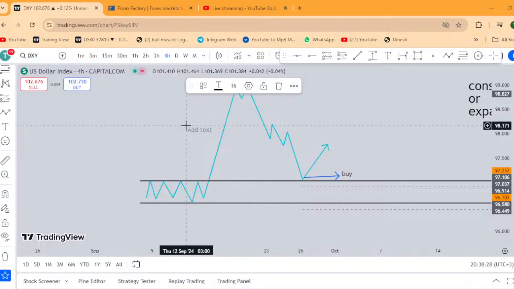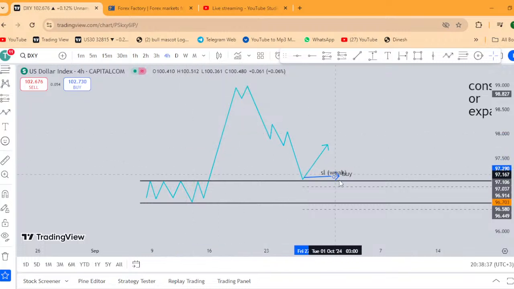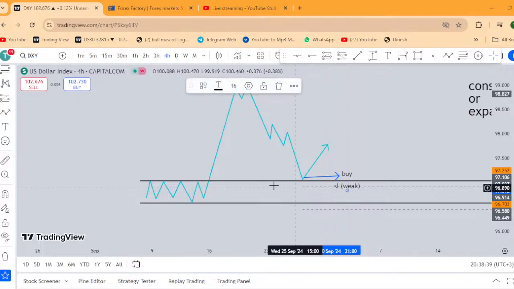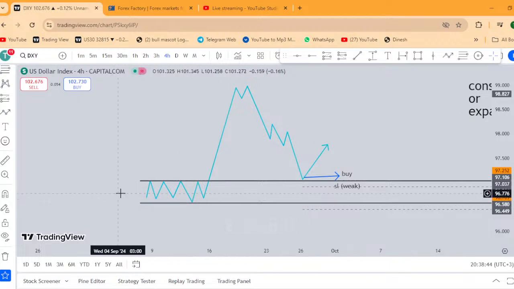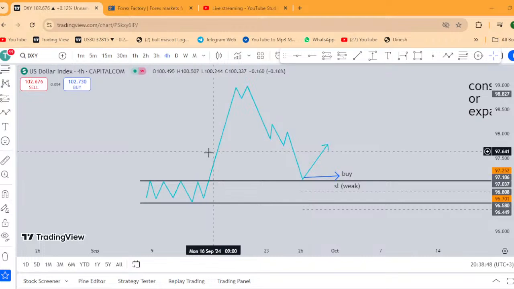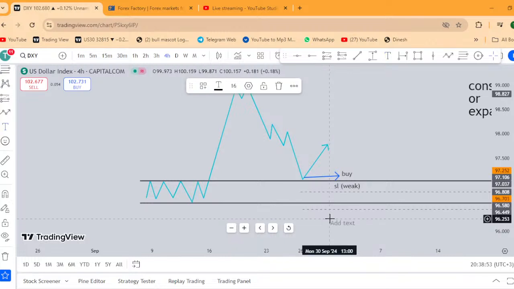So SL can be bracketed and named weak. I can put my SL here. You can put it even between the zone, in the middle of the consolidation, like here. It is a weak stop loss. Also, we have a strong stop loss, SL. It is strong.